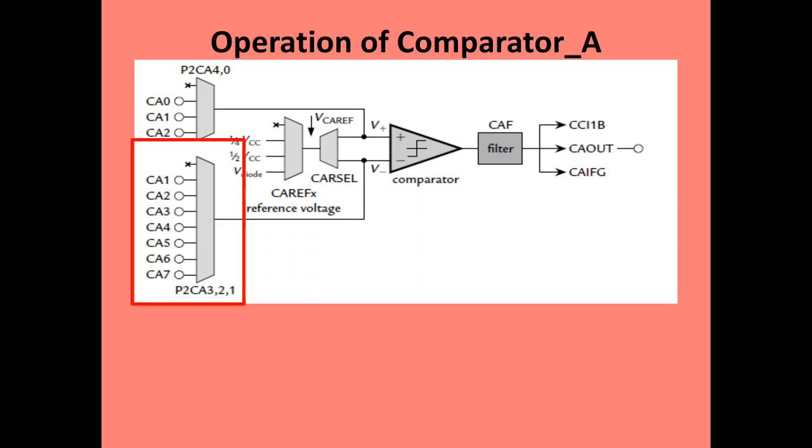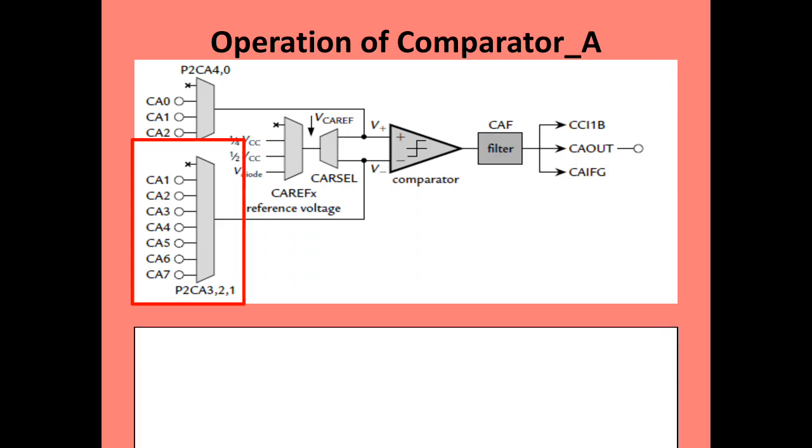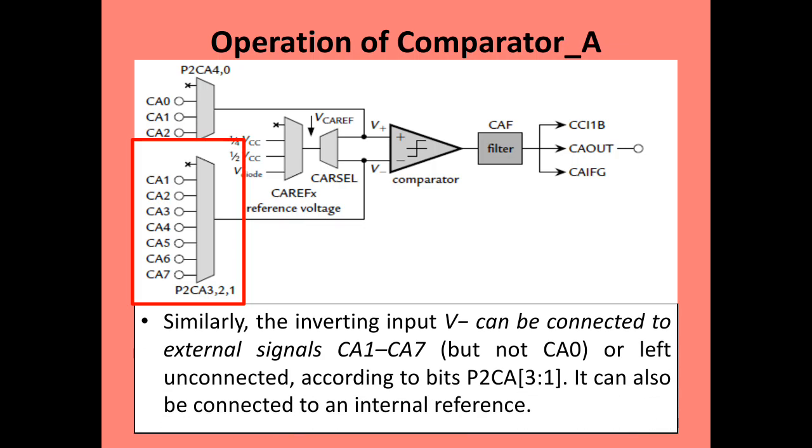The 8:1 mux has 3 select lines. For that we are providing the information from P2CA third bit, second bit, first bit. These 3 bits provide the information for the select lines of this 8:1 mux for selecting one input among the 8. And this output of the multiplexer is connected to the inverting terminal of the comparator.